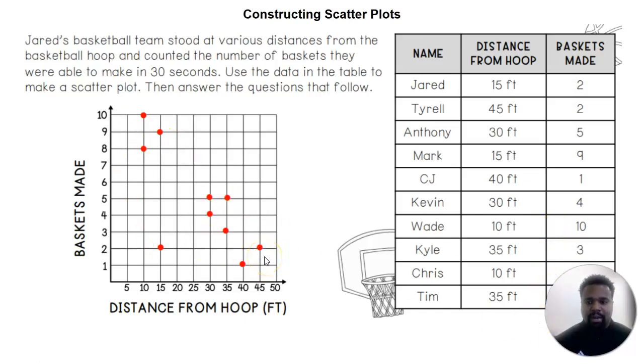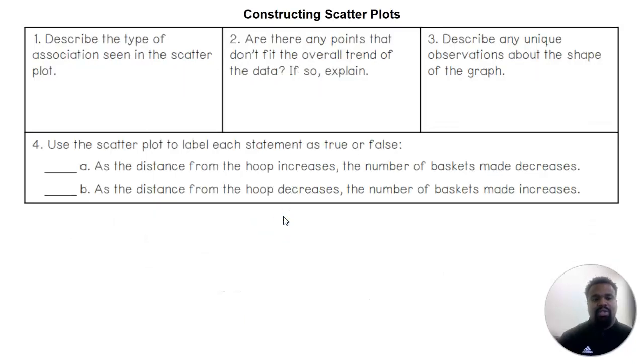Now that we have our scatter plot based off the data here, we can use this graph to answer questions. Let's look at the first question. Describe the type of association seen in the scatter plot. Notice that the cluster of data was going down. So it looks like as x increases, y decreases. So that is a negative association.